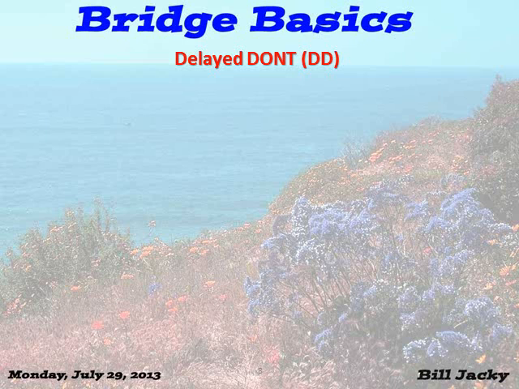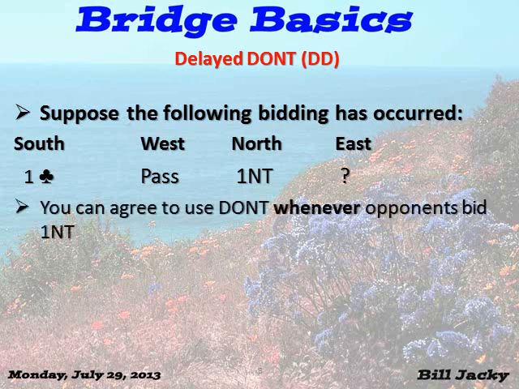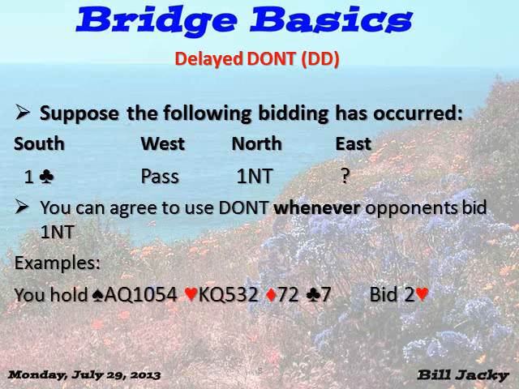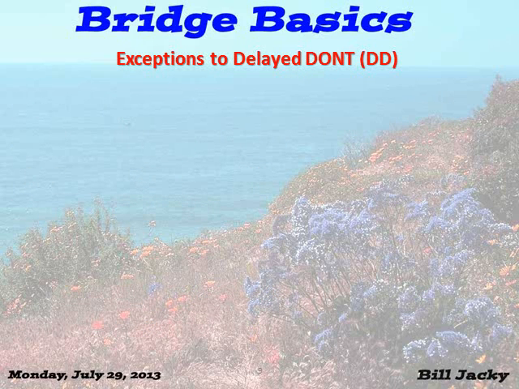You've figured out don't, take on delayed don't. Here's how it works. Suppose the following bidding has occurred. South opens a club, your partner passes, North bids 1-no trump, and it's your bid as East. You can agree with your partner to use don't anytime the opponents bid 1-no trump, with some exceptions which we'll see shortly. Let's suppose the bidding goes as above, and here's a hand. That's your hand. Bid 2 hearts. You're showing hearts and spades. It's a don't bid. Second hand, you double, showing a 1-suited hand. This is fantastic. Now there are a couple of exceptions, 2 or 3 exceptions if you assume you're going to play delayed don't. Let's cover them.